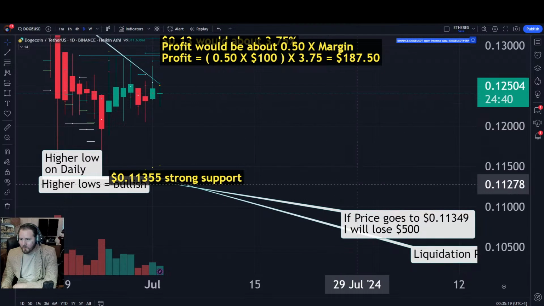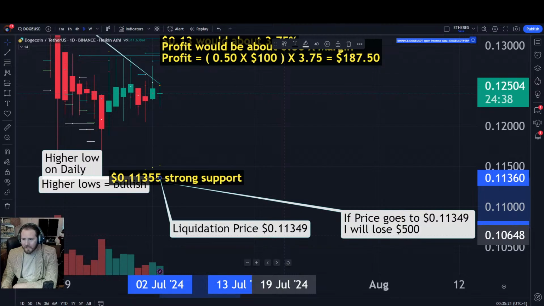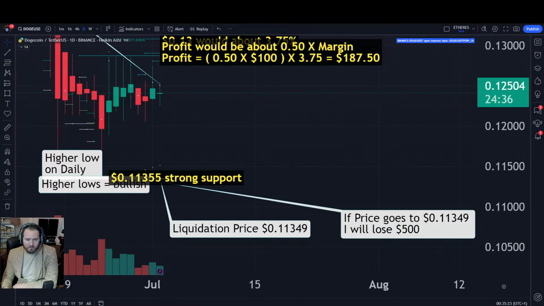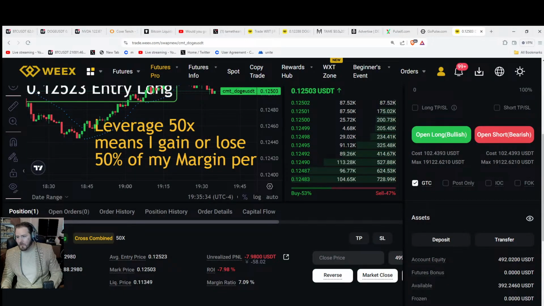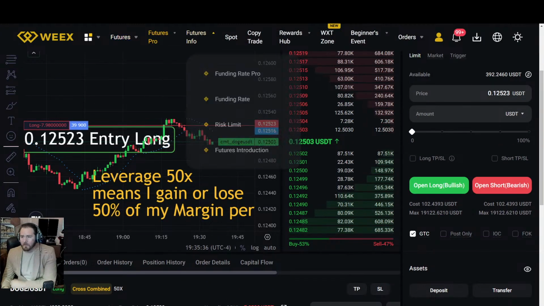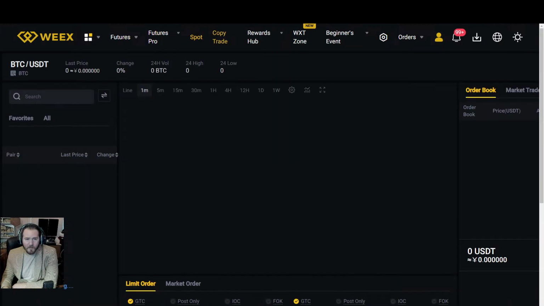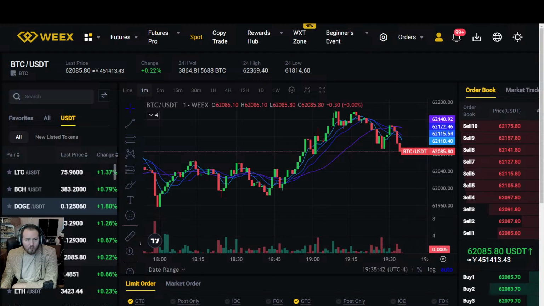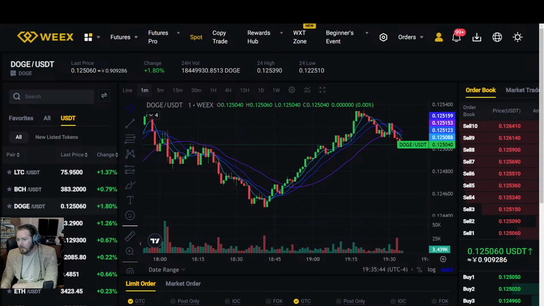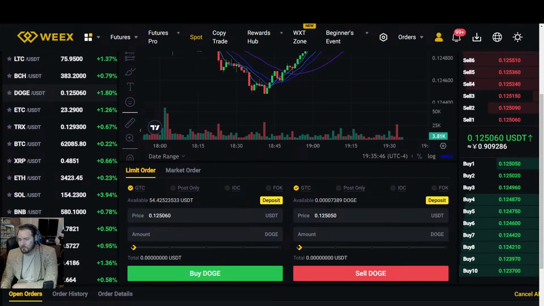So if I'm going to be liquidated on Doge at 11,349 on my futures position, would it make sense to buy it on spot at 11,35? Possibly. So let's go over to spot. We have a little bit of money left in spot. Go up here to the top. We're going to go to spot. We're going to go to Doge over here. And I'm going to do a limit order.